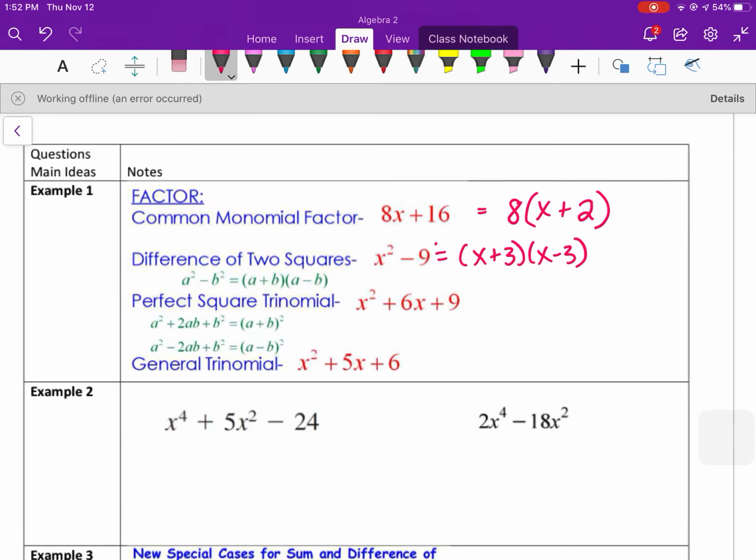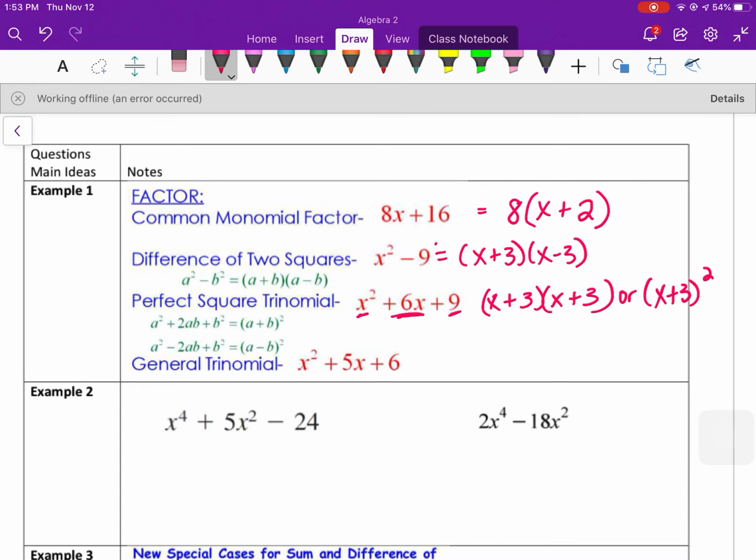We also had the perfect square trinomials. That's where the first and the last are perfect squares. So to make x squared, it's x times x, and to get 9, it's 3 times 3. Since it adds up to positive 6, it would be positive 3 and positive 3. Or it's x plus 3 squared. So that's a perfect square trinomial.